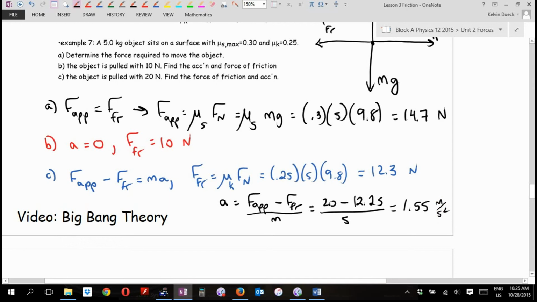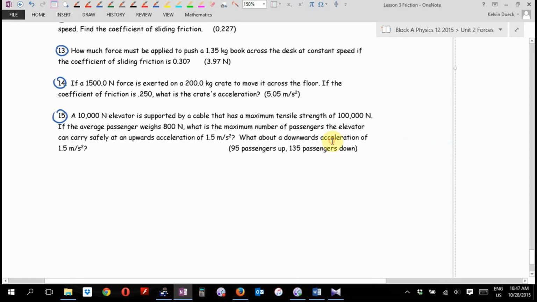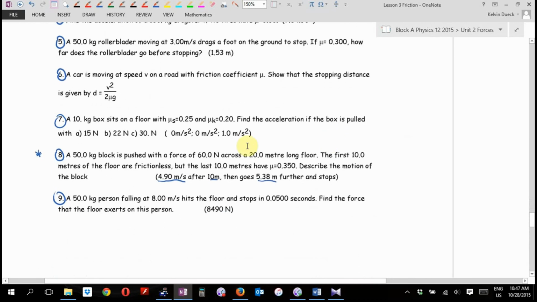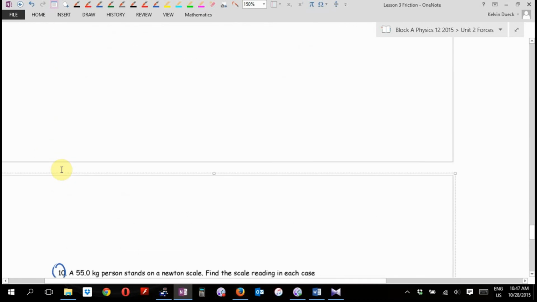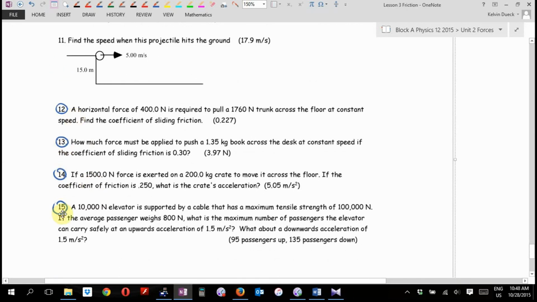Okay. Got a couple of videos. I'm going to give you lots of practice, but also a little thought experiment. I think I forgot to add the homework to the video, so I've now added 7, 8, 9. 8's tricky. 10. Skip number 11. 12, 13, 14, 15.